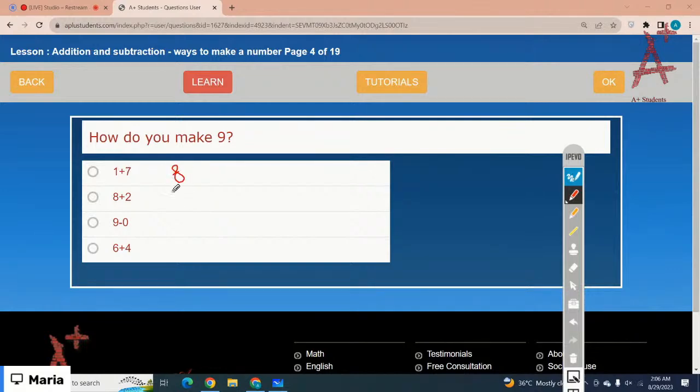7 plus 1 makes 8. 8 plus 2 makes 10. 9 minus 0 makes 9. And 6 plus 4 makes 10. So which is the correct option? Which option makes 9? 9 minus 0 equals 9. That is the correct option.